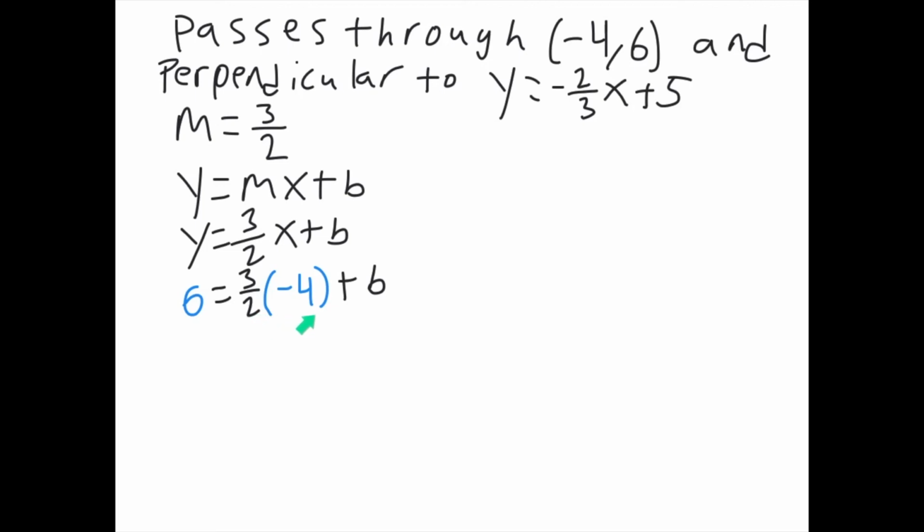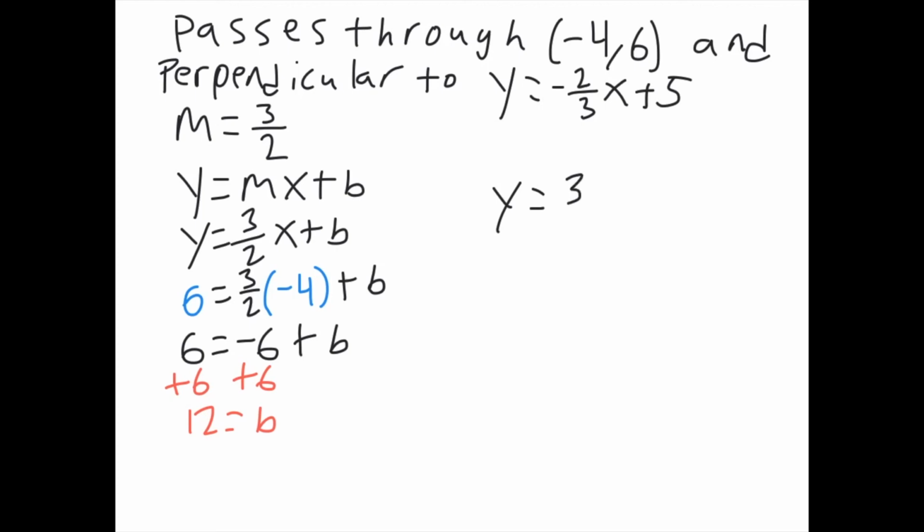So 3 over 2 times negative 4, that's going to be negative 6 plus b. So then we add 6 to both sides, and that'll give us b equals 12. So we plug that into our final equation. y equals the slope, 3 over 2, x plus the y-intercept b, which is 12.